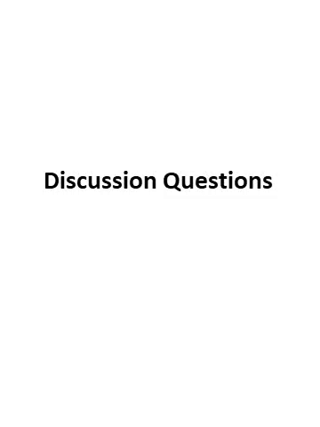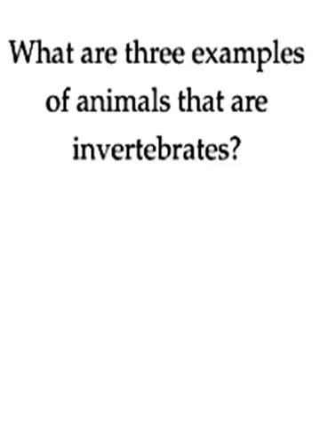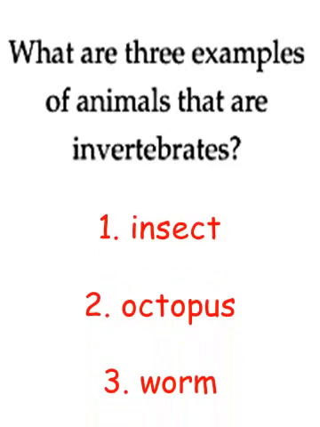So now for these questions, I'll read you the question and give you a few seconds to think about the answer. What are 3 examples of animals that are invertebrates? Insects, octopus, worm, those are only 3 types of invertebrates. But remember, there are many, many invertebrates in the world. So there are many different answers you could have for this question.